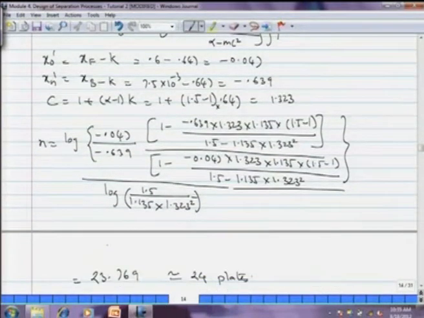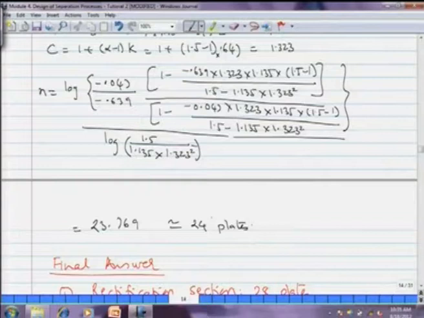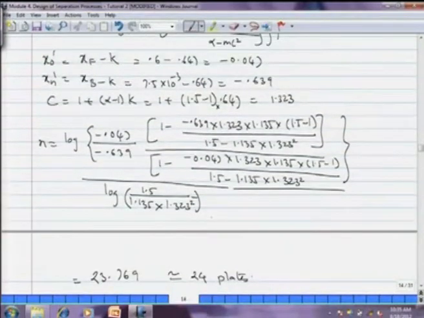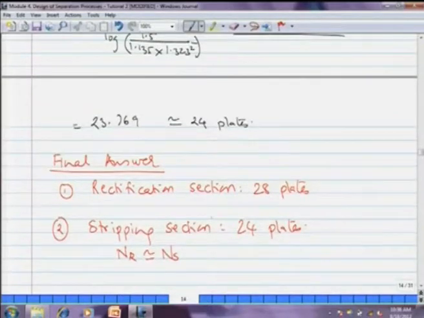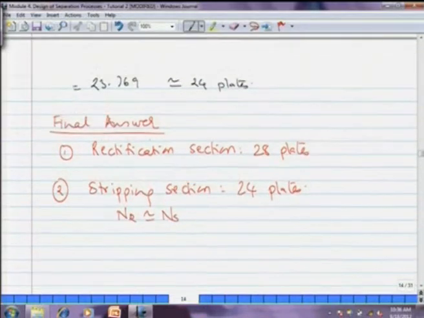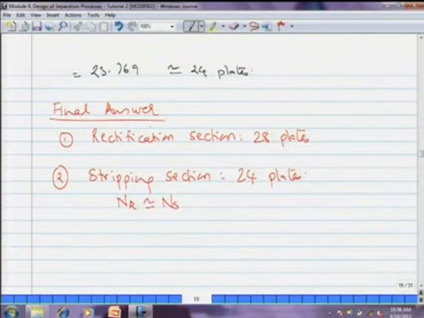Then we substitute all these values in the general form of the Smoker equation, log of x0 dash divided by xn dash, and then the brackets, divided by log alpha divided by mc square, and then the entire calculation is on your screen. You can solve it on any simple calculator to get the number of plates as 23.769. So, that is adjusted to the next integer as 24 plates. So, we have the final answer. The rectification section has 28 plates and the stripping section has 24 plates.